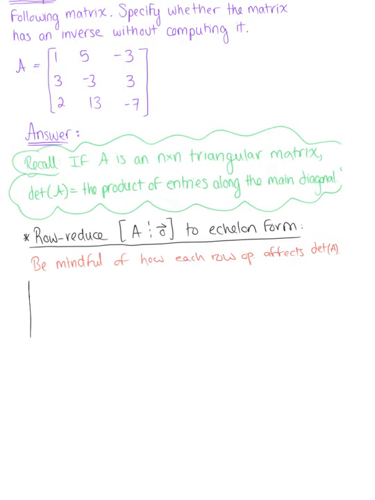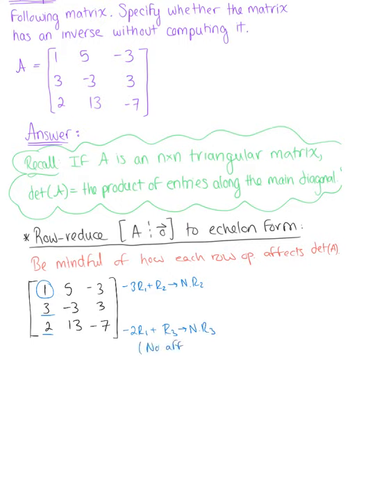So we are augmenting matrix A. So I have 1, 3, 2, 5, minus 3, 13, negative 3, 3, minus 7. And then we are augmenting this with the 0 vector. Using our first pivot position here, we want to use this to eliminate the entries below. So we'll do minus 3 times the first row plus the second row to attain the new second row. Since this is combining, there is no effect. We'll also do minus 2 times the first row plus the third row to attain the new third row. Again, both of these operations are combining, so there is no effect on the determinant.